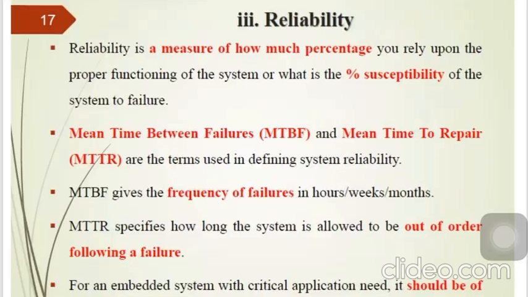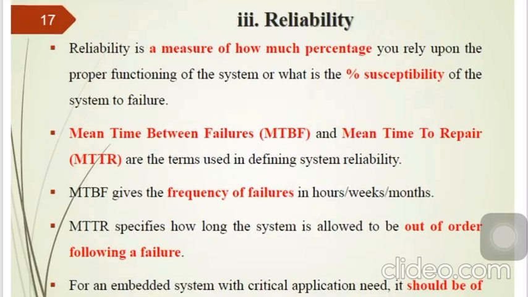The next quality attribute is reliability. Reliability is a measure of how much percentage you rely upon the proper functioning of a system. So how much we can rely on that particular system to work properly every time. Take the simple example of a printer: sometimes there may be a failure during printing, right? Sometimes we buy something and it does not work properly, so we can say the reliability is very low. Always it has some problems, again you need to repair it, again it has some problem. So reliability is the quality attribute which decides how much we can rely on that particular system.